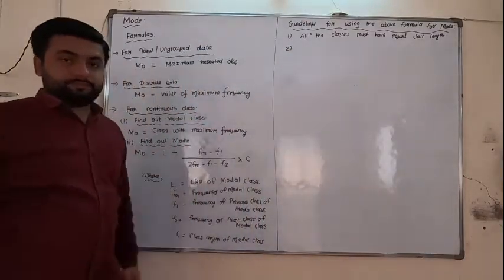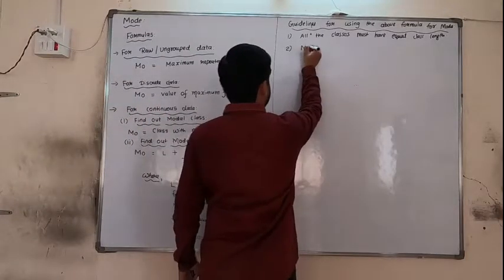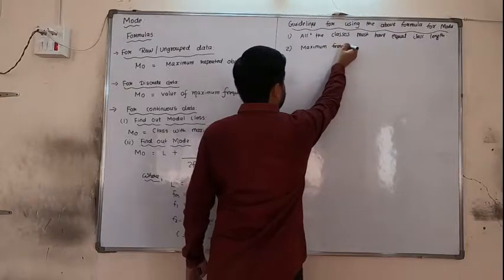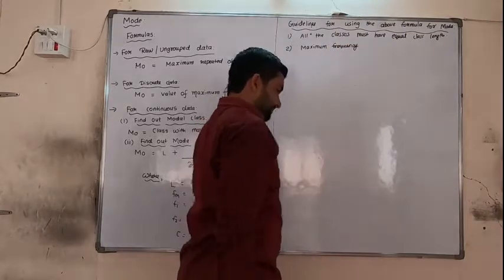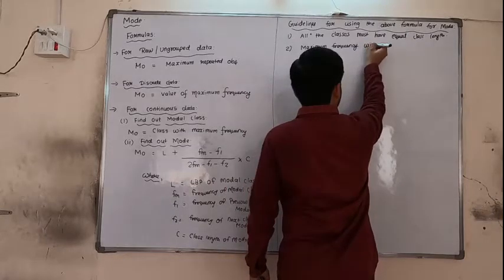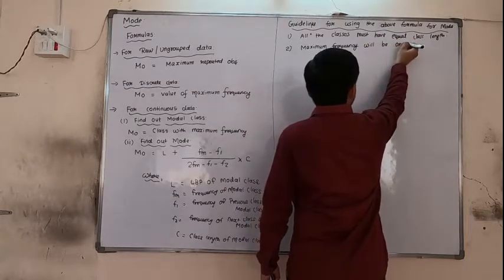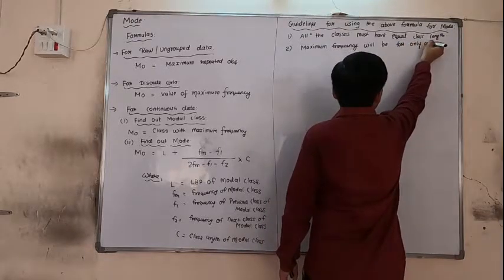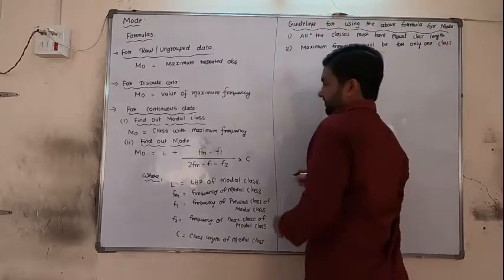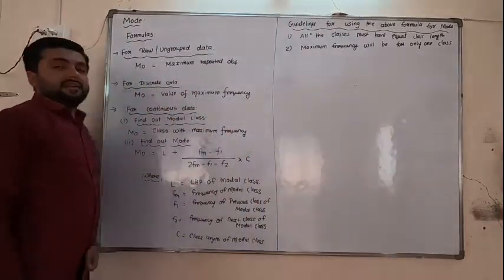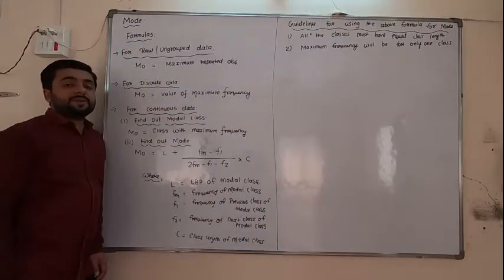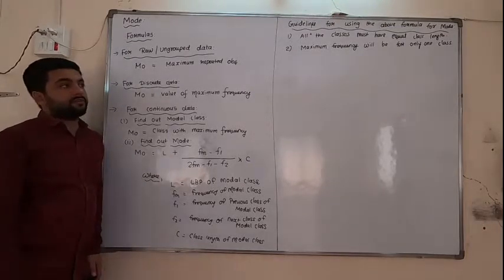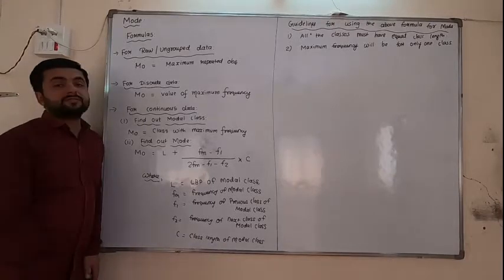Number 2, the maximum frequency must be for only one class, as we have to decide the class with maximum frequency. If the maximum frequency is for two classes, for example the previous class and next class also have the maximum frequency, then you cannot use this formula.